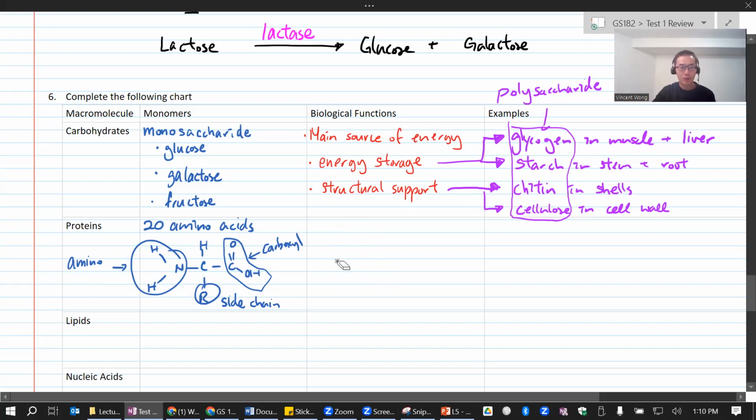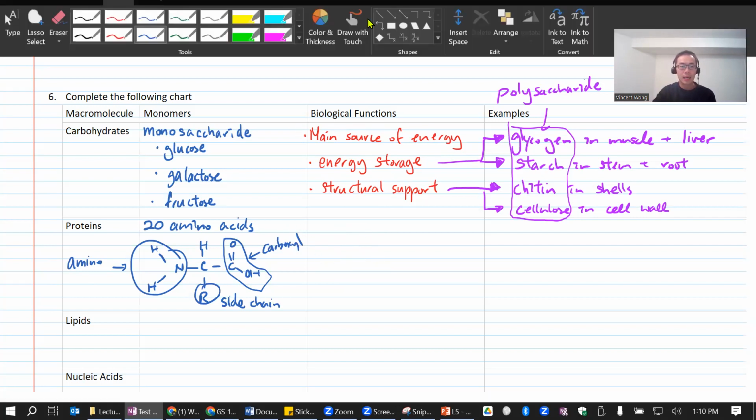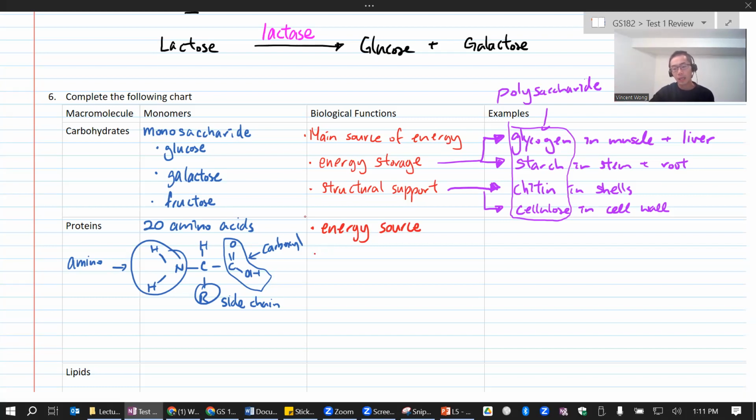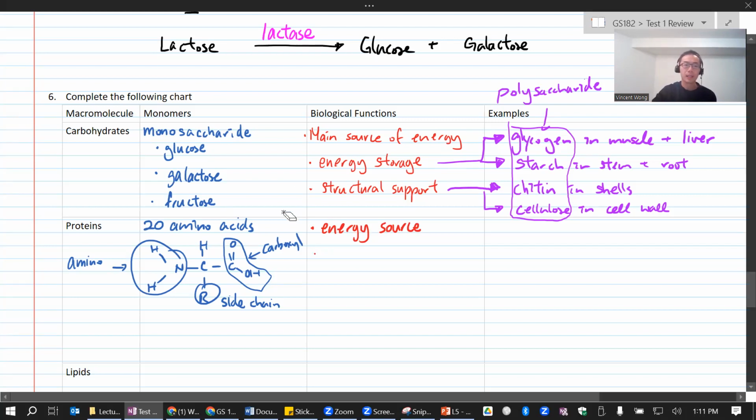The biological function for proteins, there are a lot of functions here. Let me list them all out for you. Energy source. When we eat meat, or if you eat soy product, if you're vegan or vegetarian, you eat beans, right? Those are energy source.